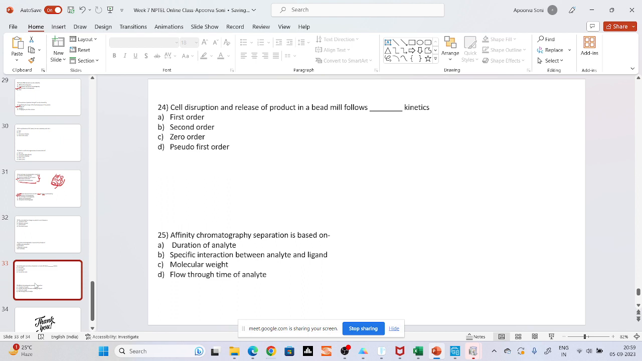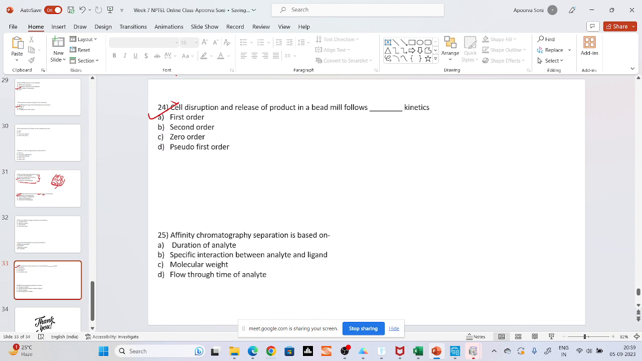Okay. Next question. Cell disruption and release of products in a bead mill follows first order, second order, zero order, pseudo first order. So, what do you think is the answer of this question? The answer is first order kinetics. You have to read about it.